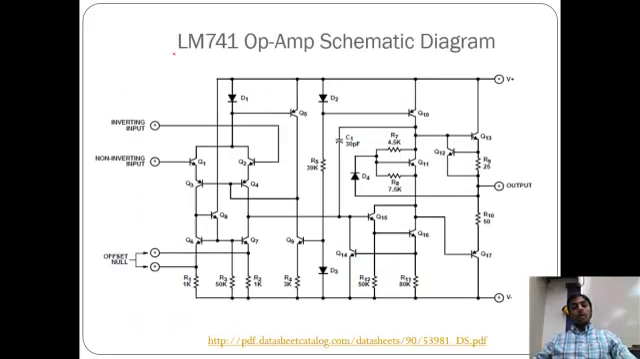When you look, this is the internal structure of an op-amp. The model number is LM741. As you can see, this particular op-amp consists of around 20 transistors, and there are some diodes and some bypass capacitors being used.